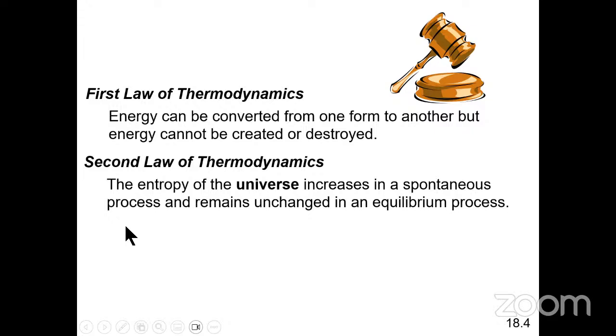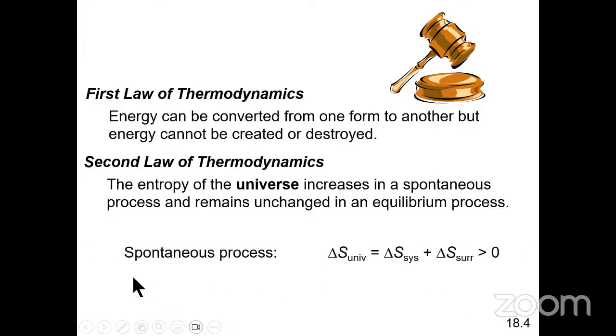So if you conduct a spontaneous process anywhere in the universe, then the result would be an increase in the entropy of the universe. If the system is an equilibrium system, then that will not change the entropy of the universe, right? So that's basically what the second law is saying.